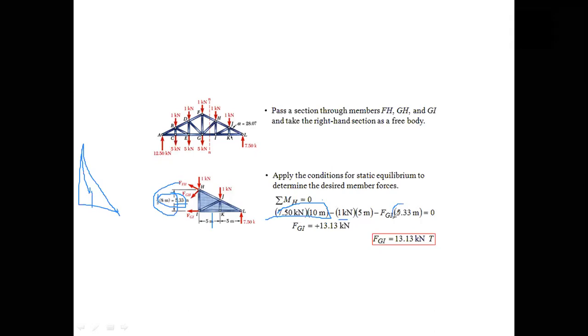That is why here it is 5.33 meter into force in GI. By solving this we get force in GI is equal to 13.13 kilonewton, and it is positive. That is why the force in GI is equal to 13.13 kilonewton tensile. If it comes negative, then it is compressive.